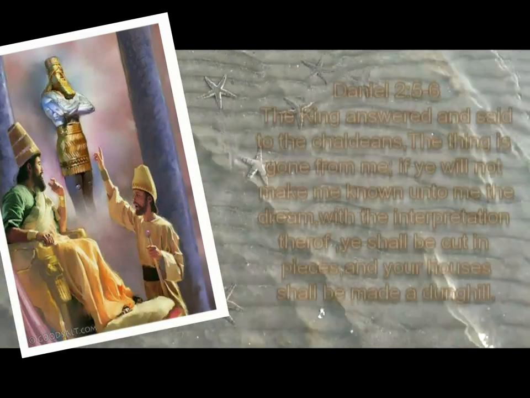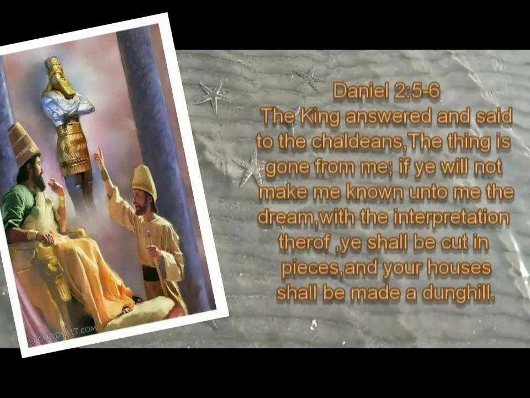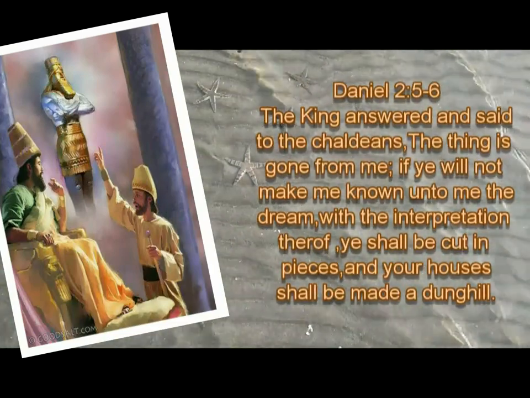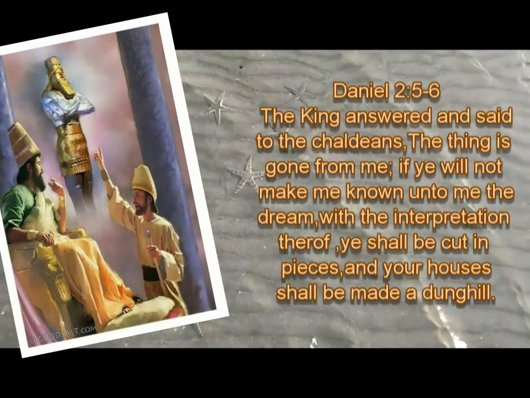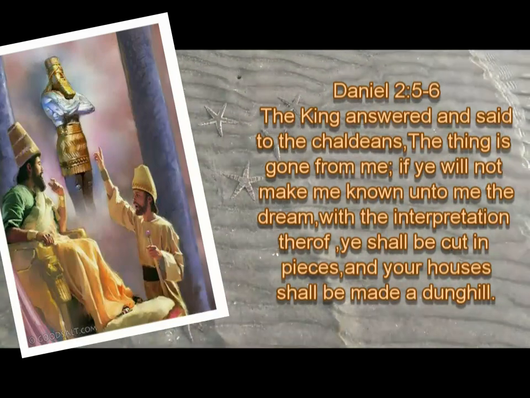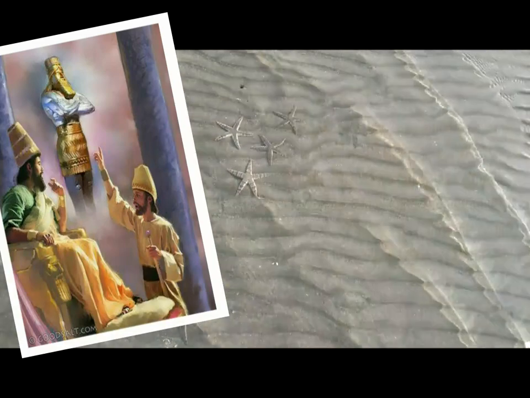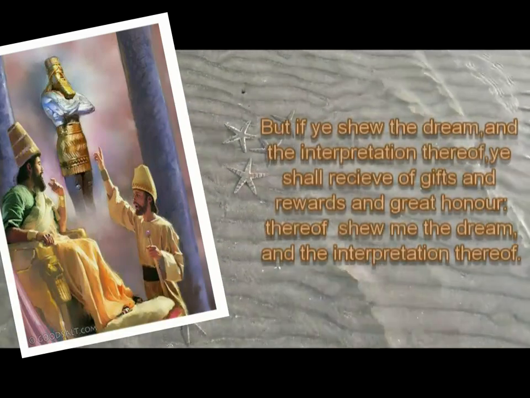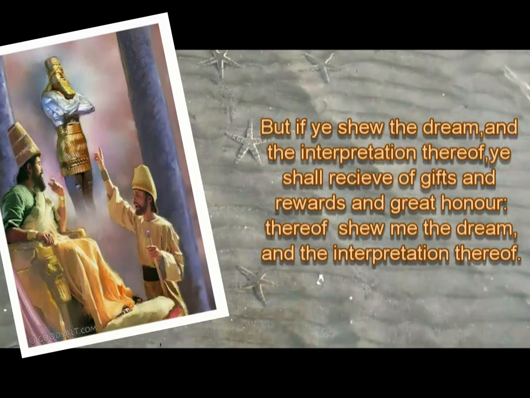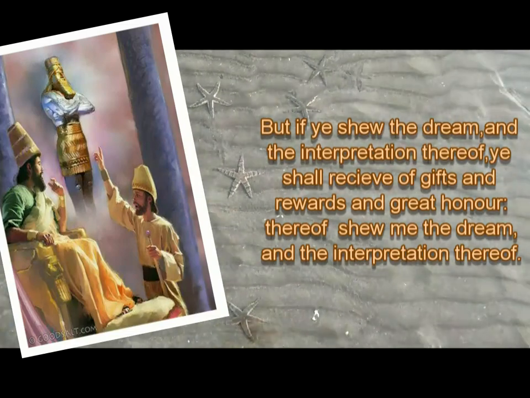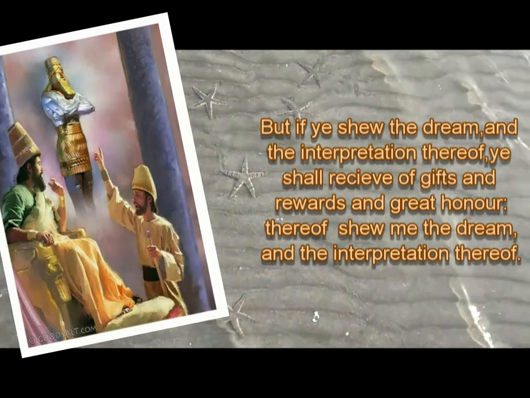Daniel chapter 2 verses 5 to 6: The king answered and said to the Chaldeans, the thing is gone from me. If ye will not make known unto me the dream, with the interpretation thereof, ye shall be cut in pieces, and your houses shall be made a dunghill. But if ye show the dream, and the interpretation thereof, ye shall receive of me gifts and rewards, and great honor. Therefore show me the dream, and the interpretation thereof.